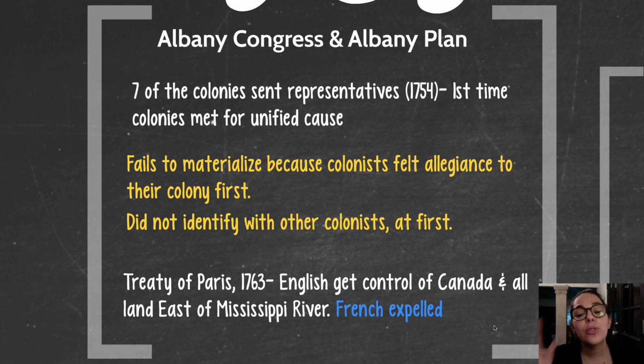Okay, and the Treaty of Paris of 1763 is what ends the French and Indian War. So what are the takeaways from it? Why is the Treaty of Paris important or significant? And that's because the English are going to kick the French out, and they're going to get control of Canada and all the land east of the Mississippi River.